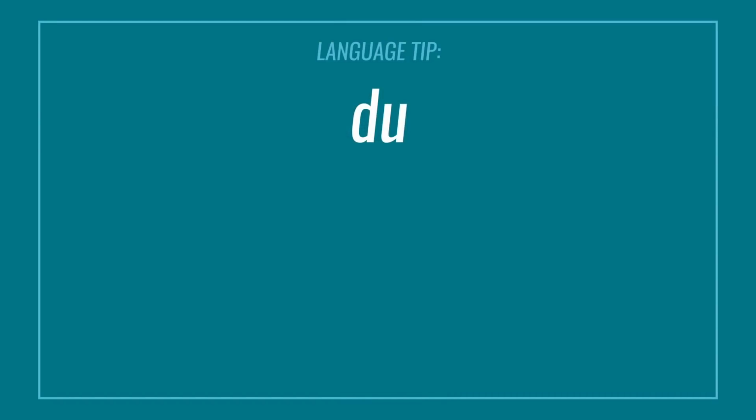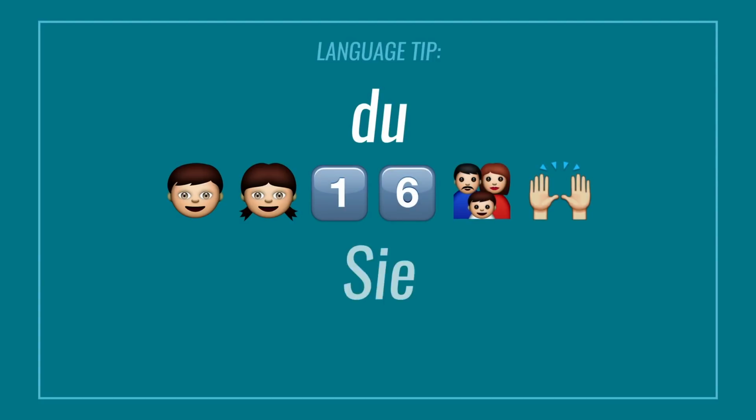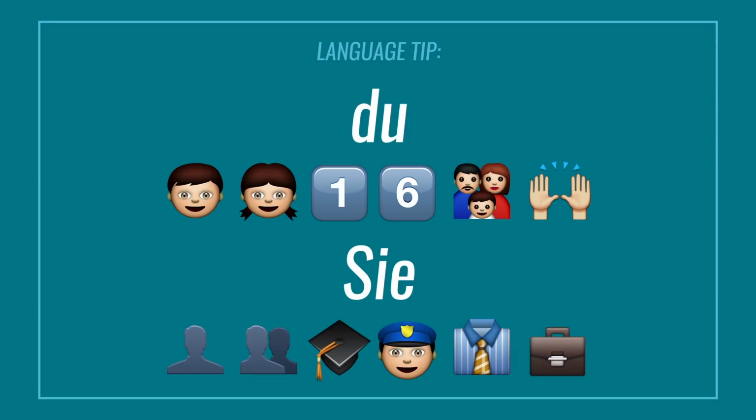Let's go over du and Sie first. Du is used to address children and teenagers up to the age of 16 as well as family and friends. Sie is used to address adults you don't know well in addition to teachers, bosses, colleagues, and everybody you come in contact with as part of a business transaction.